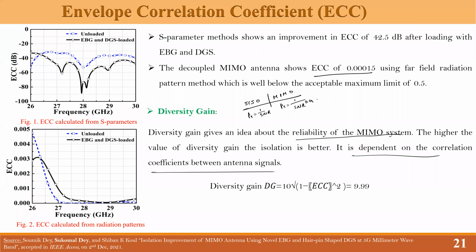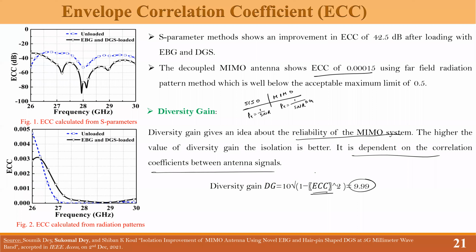So you get 1 by SNR to the power of 10, and that is the difference. This is 1 by SNR, and this is 1 by SNR to the power of 10. That is why you are getting a good number, because your ECC value is very good. This is the way one can define the diversity gain in the simplest manner. It has more details, but I'm not going to that level.